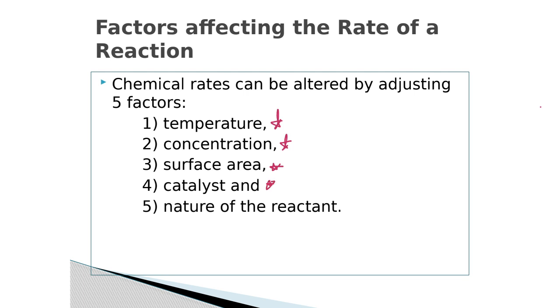Adding a catalyst is always an option, but you have to know what kind of catalyst applies to your reaction. And actually catalysts are extremely hit and miss. So it's a trial and error in order to understand or determine what kind of catalyst can affect your reaction. And then lastly, nature of reactant. So the nature of the reactant just depends on whether you have a more reactive substance or something that's not as reactive.